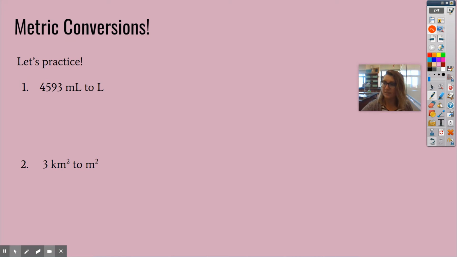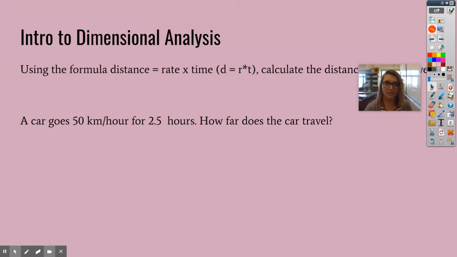Okay, next slide. So dimensional analysis. Some of you, if you've taken chemistry, you've definitely done this before, but we actually do it all the time in our heads. So a car goes 50 kilometers per hour for 2.5 hours. How far does the car travel?